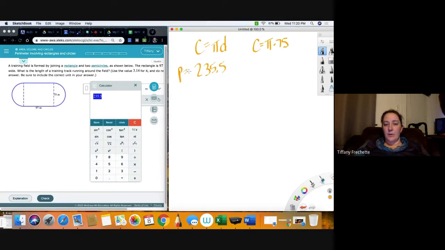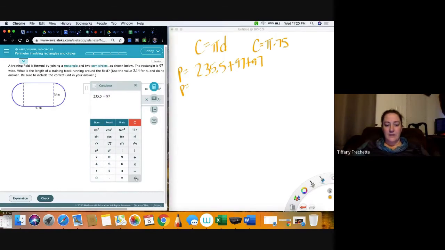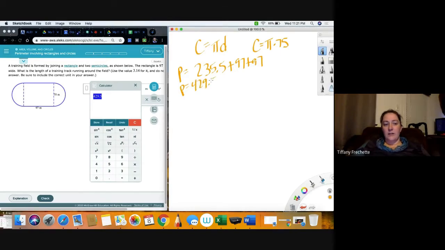And to find the full perimeter, all I need now is to add these 2 straightaways for the running. And we know the 97 here, well, it's also going to be 97 on the top. So we go plus 97 plus 97. And so perimeter is going to be, so plus 97 plus 97, and we get 429.5 meters.